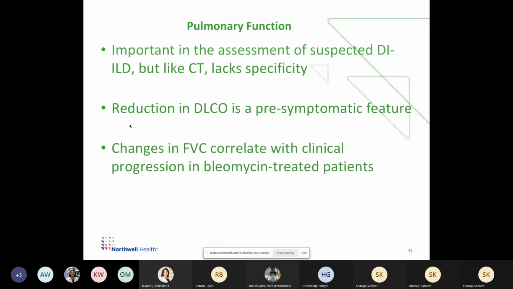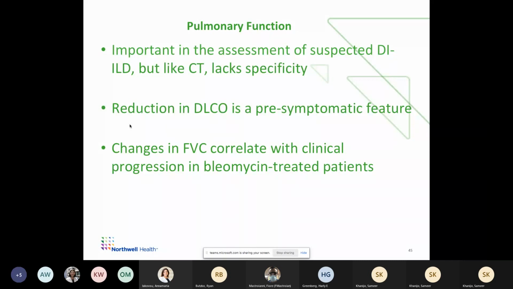So the question then comes, what about pulmonary function? Is it important to do pulmonary function tests? PFTs are important in the assessment of suspected DI-ILD, but like CAT scans, they lack specificity. Your DLCOs will be low, and this may be low even before patients are symptomatic. And as they become symptomatic, you'll start to see some restriction. Changes in FVC correlate with clinical progression in patients with bleomycin-related interstitial lung disease. So this testing is important, but again, unfortunately, it can't clinch your disease.